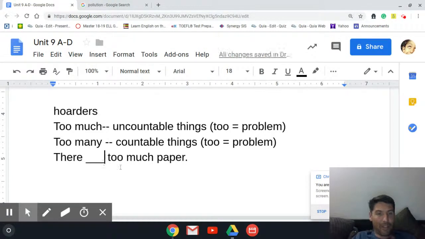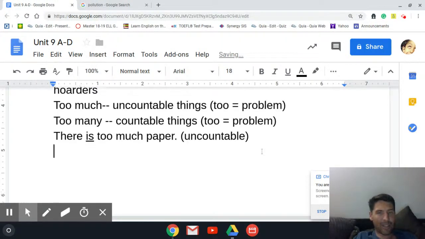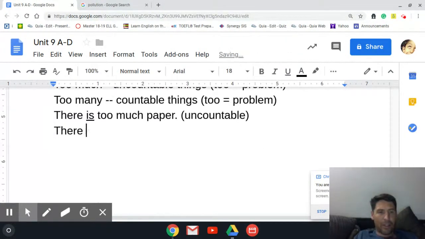Okay, so hopefully you know this. If it's uncountable, we treat it as if it's singular. So we're going to say there is too much paper. Uncountable. Sometimes English teachers call it non-count.